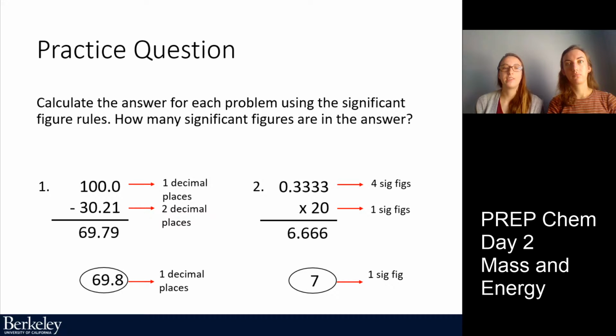And then the second one, this is a multiplication problem, so you do want to follow that set of rules. So we have 0.333, which has four significant figures. And then we have the number 20, which has one significant figure. So this is another good example where if we had 20.0, it would have three significant figures, but in this case we just have 20 and there is no decimal, so it only has one significant figure. So when we do this problem, we would want to round our answer such that the answer only had one significant digit. So in this case, you would round 6.666 to 7.